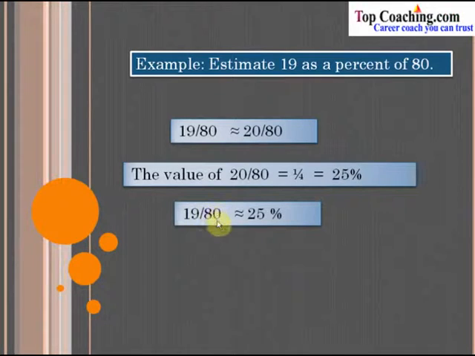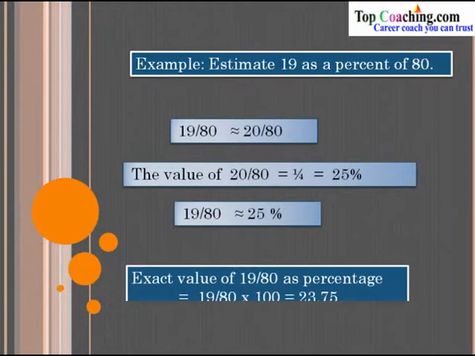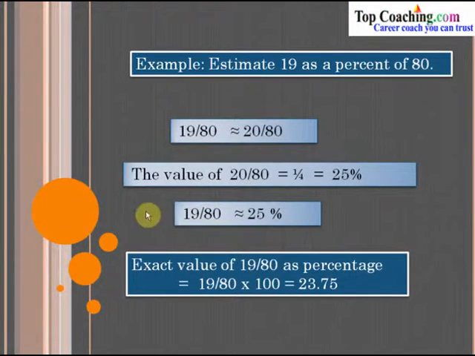Thus 19 by 80 is equivalent to approximately 25%. This is an estimated percentage. If we use the calculator and find the exact value of 19 by 80 as a percentage, that would be 19 by 80 into 100, and this comes out to be 23.75, which is nearly close to 25%. So if we have to find a rough estimate, then we use the method of approximation, and using the fractional equivalent we find the estimated percentage.